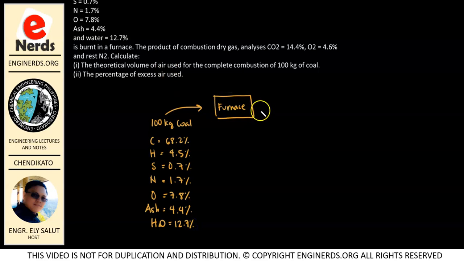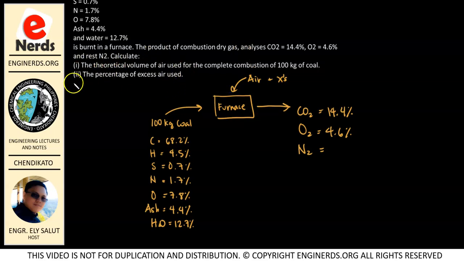Okay, so ang ating product, we have carbon dioxide, which is 14.4%. And then we have O2, which is 4.6%. The rest is nitrogen, N2, no? And then, sabi nga dito sa ating requirement 2, we have excess air, no? So, we have air here plus excess. So, kailangan nga natin i-determine yung percentage of excess air natin dito.